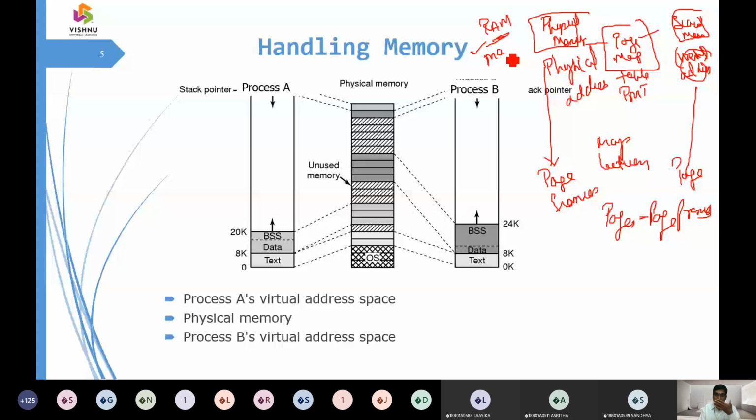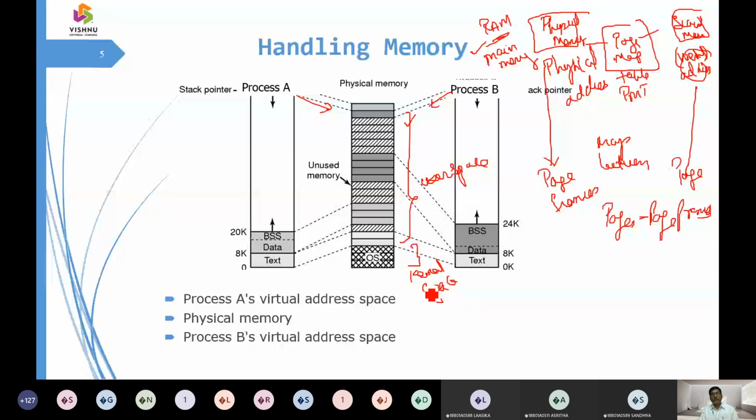Process A is going to have some location in the physical memory. Similarly, process B also is going to have some allocation in the main memory. This part we are going to call user space, and this part we are going to call kernel space.